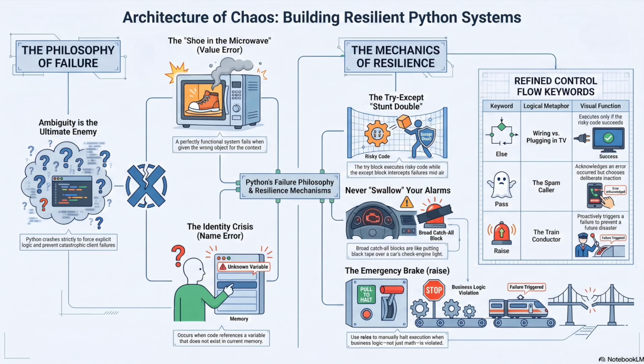Exactly. So the conductor actively yanks the emergency brake. It's a violent action, it throws sparks, it halts the system abruptly, but it prevents a total, unrecoverable disaster down the line. You are initiating a controlled failure to prevent an uncontrolled catastrophe. That is a phenomenal way to visualize it.